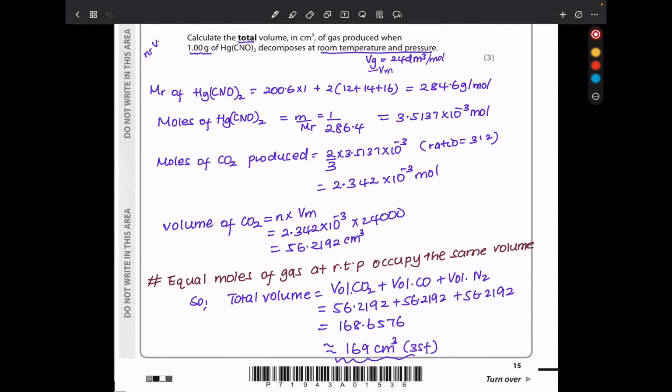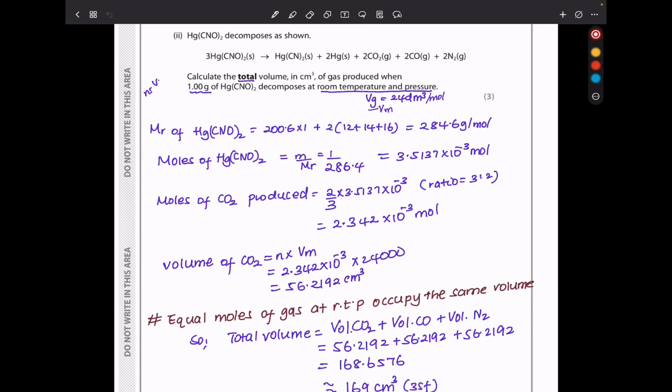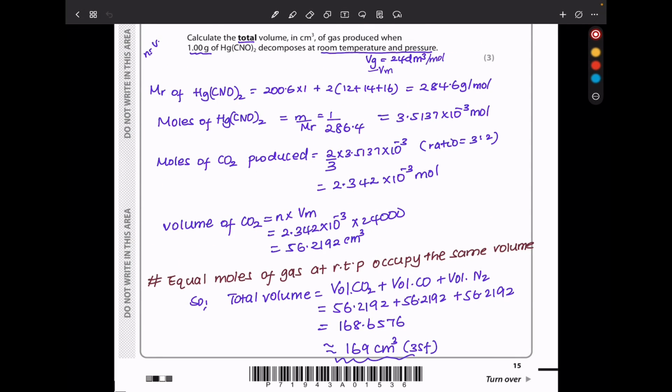Since equal volumes of gas at room temperature and pressure will occupy the same volume, it means I can use the mole ratio as the volume ratio. So if 56.2192 centimeters cubed are for carbon dioxide, that of carbon monoxide is going to be the same, and that of nitrogen is going to be the same because it's the same number of moles. So adding everything up, I got 169 centimeters cubed to 3 significant figures.